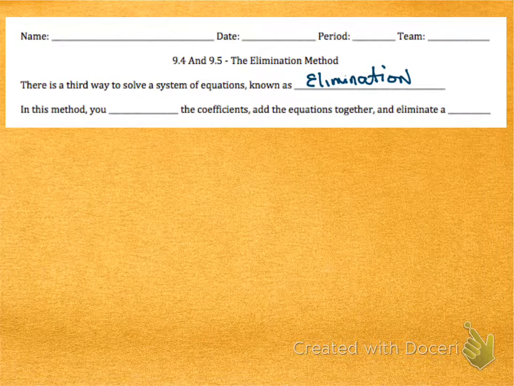And in this method, you kind of line up the coefficients, and you add the equations together and eliminate a variable.